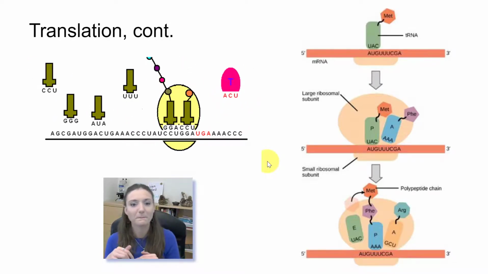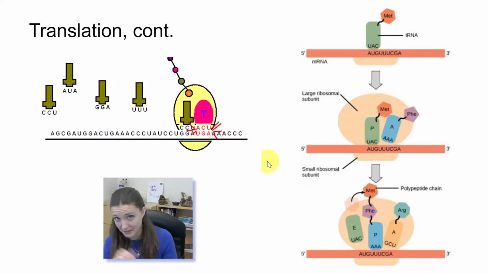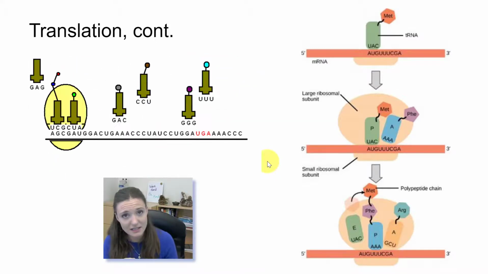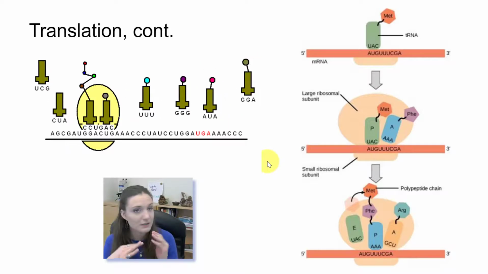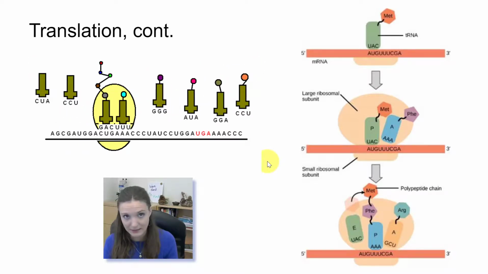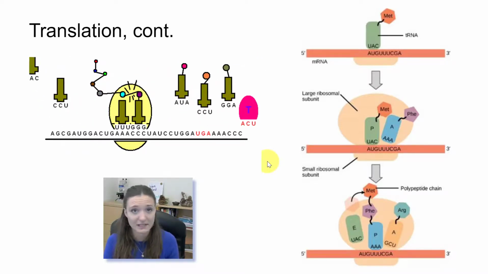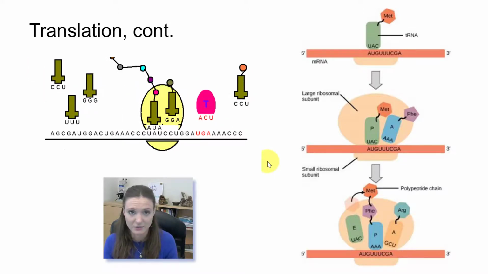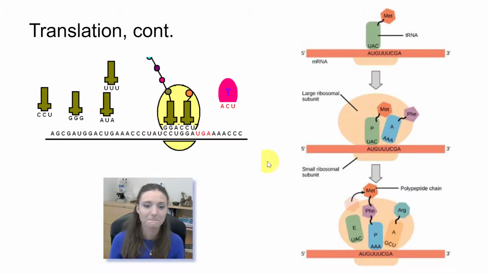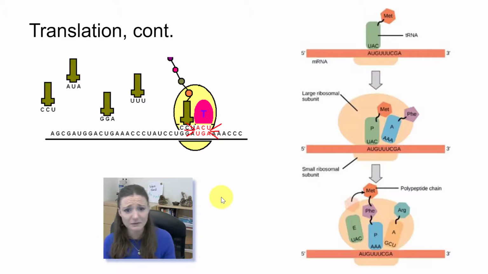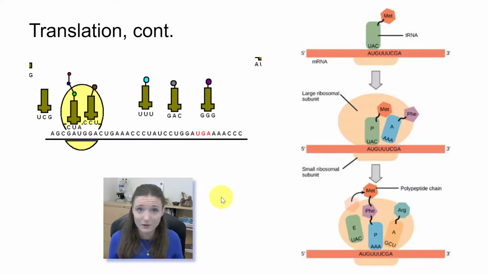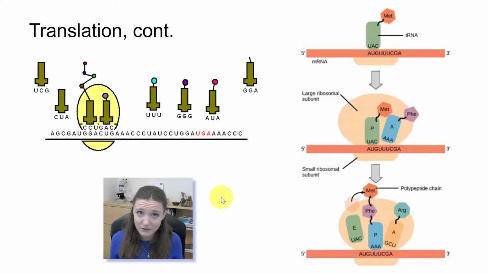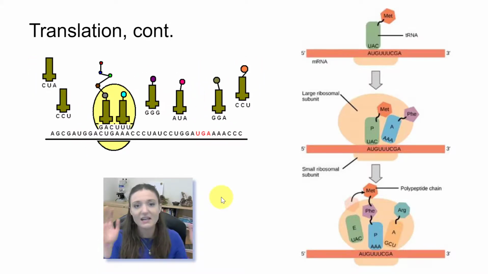There are tRNAs that can bond to these stop codons, but these tRNAs do not contain an amino acid. There's no amino acid connected to those tRNAs. Okay? So it keeps going. Just keep chugging along. Could be 200 amino acids, could be 500 amino acids, could be 10 amino acids.